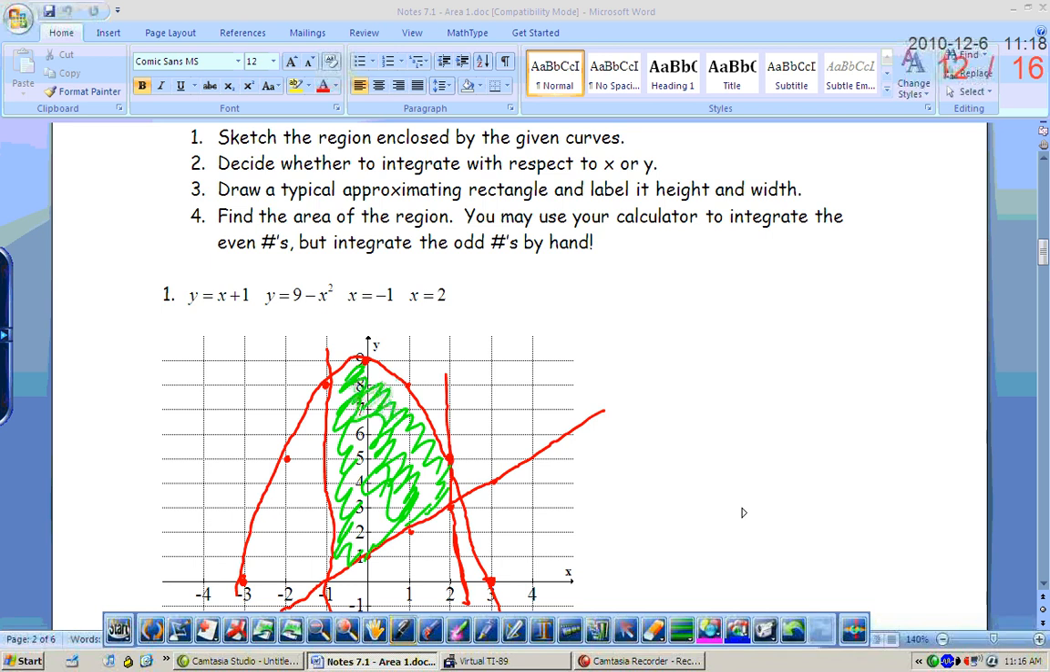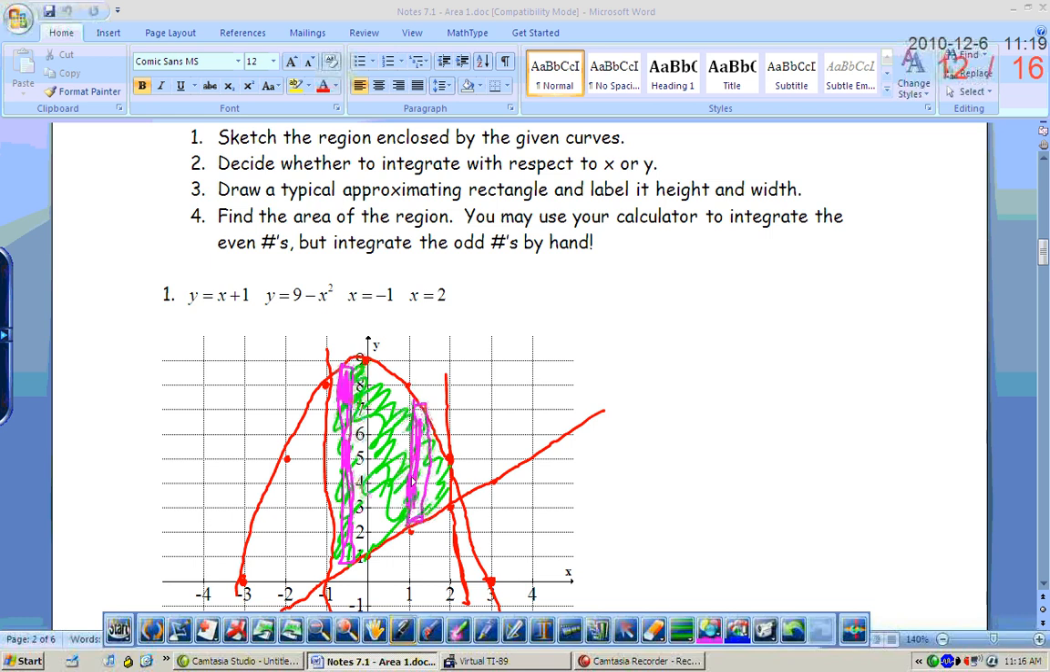I want to draw rectangles that I could use to approximate this area. If I drew vertical rectangles, will the top curve always be the same no matter where I draw that rectangle? Yeah. Okay, so if I were to draw a rectangle right here, then basically the top curve is the parabola and the bottom curve is the line. If I were to go over here and draw a vertical rectangle, do I have the same top curve and bottom curve as I did for that first rectangle? Yes. So that's probably the way that I want to go.